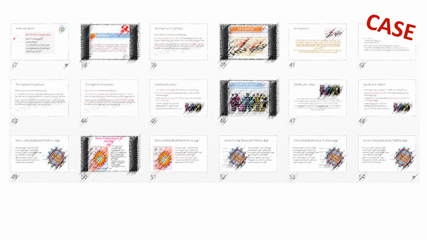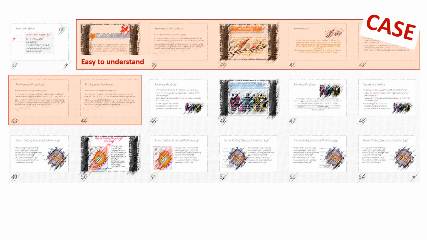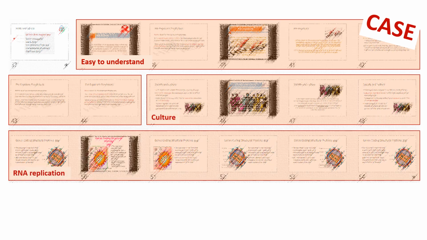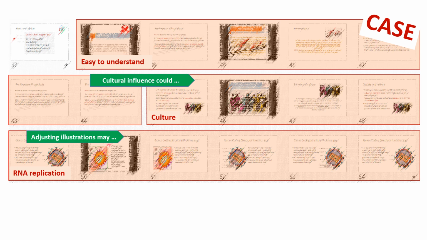This is an overview with the slides from that day. I had 3 topics: easy to understand, culture, and RNA replication, which was a talk about illustrations and how we can change illustrations to support our story. I put in some words. Cultural influence could, and then I was up and running on that topic. And I would start up the RNA replication with adjusting illustrations made, and I was up and running.